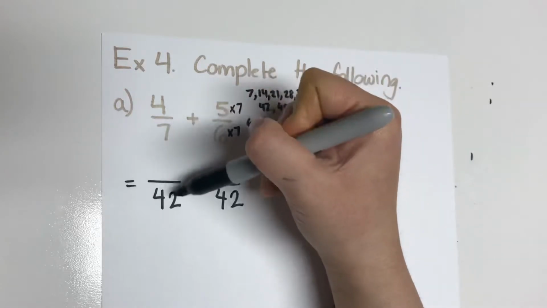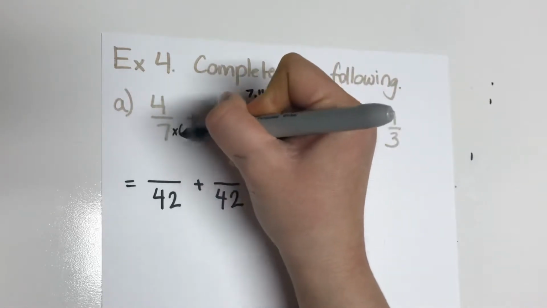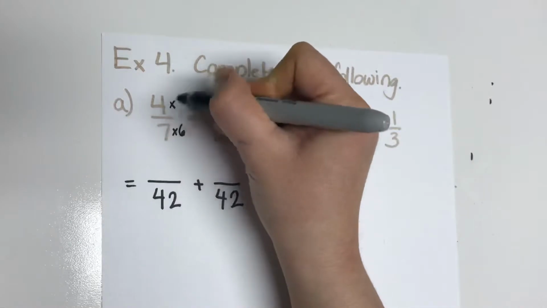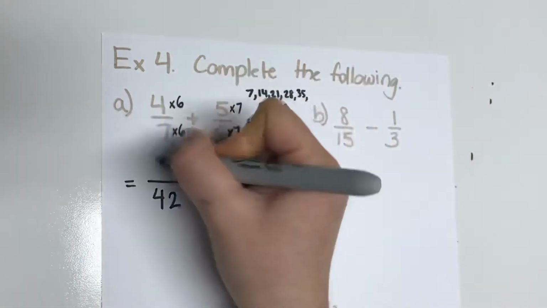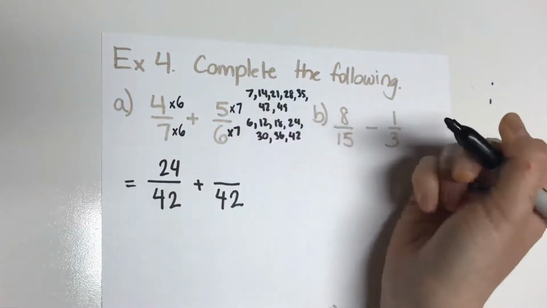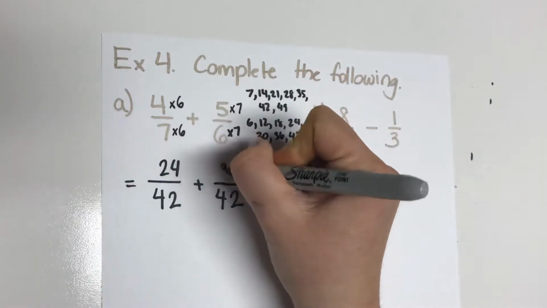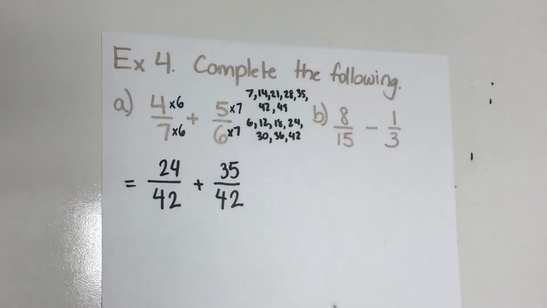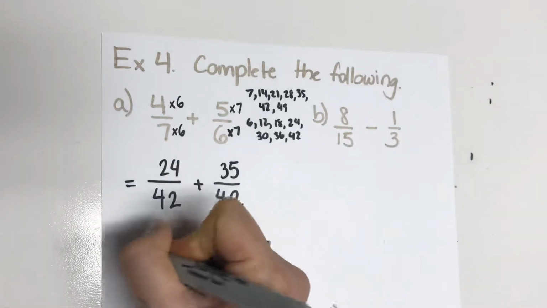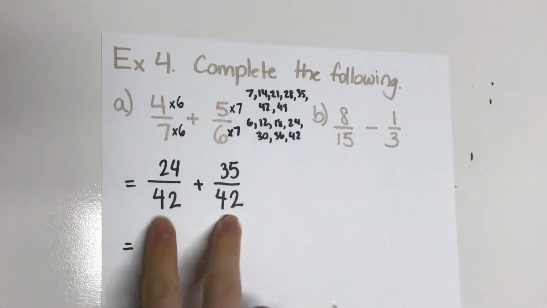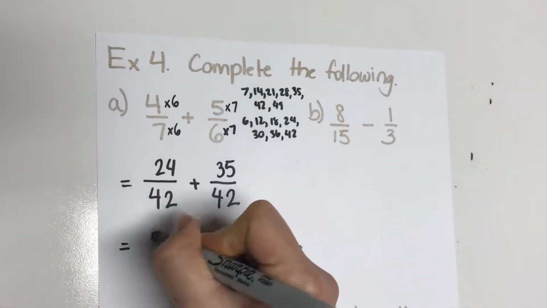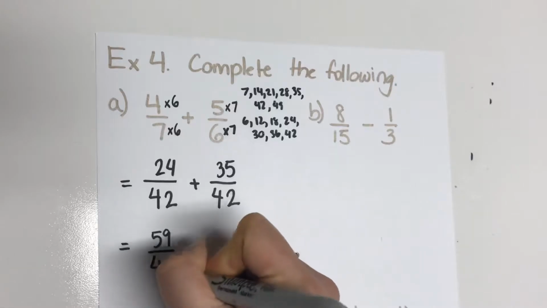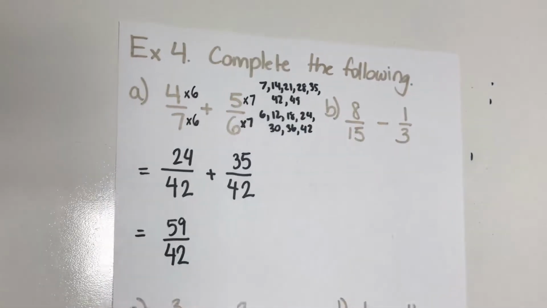To go from 7 to 42, I have to multiply by 6, and again, to get an equivalent fraction, I have to multiply the numerator as well. So 4 times 6 is 24, and 5 times 7 is 35. So now that my denominators are the same, I can add the numerators. 24 plus 35 gives me 59 over 42.